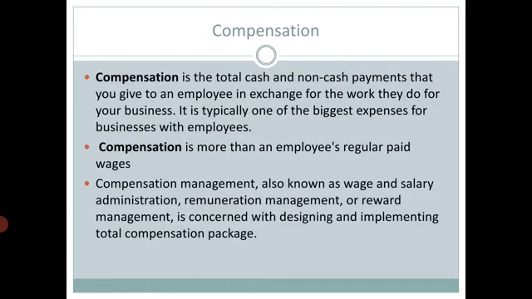Why do we pay cash and non-cash payments? Because he has completed your work. He has completed your task. So, you assign a task to the employee. The employee completes the task within the duration which you have given to him.